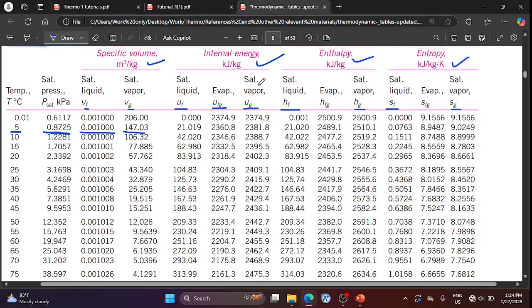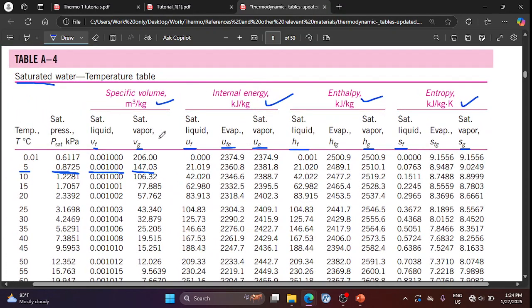Whenever you read from these tables, please pay attention to the units. The units from this table are in kilojoule per kilogram. So when you're using it for your calculation, keep in mind that it is specific. They are kilojoule per kilogram Kelvin, or meter cubed per kilogram.